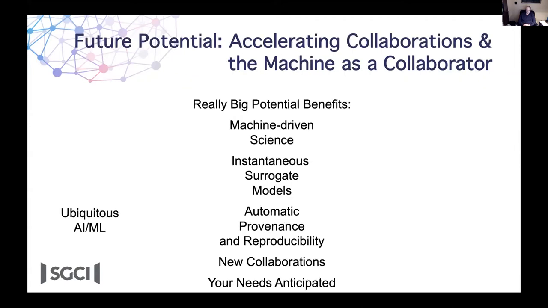And specifically, AI can do a lot of things for gateways when we're monitoring the kinds of activities people are taking with all of those collaborative services in addition to their gateways. Some of the really big benefits that can come out of this are machine-driven science. Surrogate models that respond almost instantaneously so we can collaborate much faster. Provenance and reproducibility being logged and taken care of without the user ever even knowing it happens. Again, lowering that hurdle. Suggesting new collaborations we would never have discovered ourselves by AI methods.